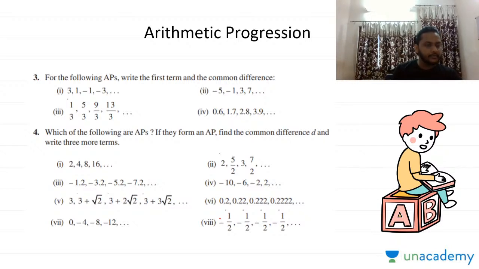Am I clear or not, guys? Please tell me. You got this, everyone? Everyone clear with this? Everyone clear till here? You got this? Everyone out there? Haji, clear?